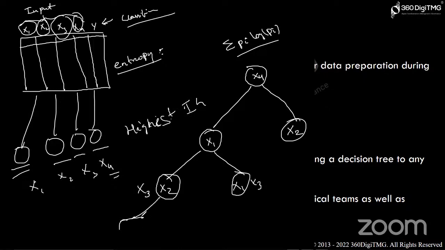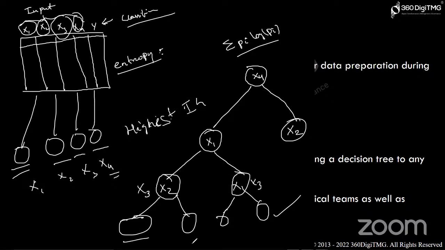So this will be a leaf node. Again, here this will be a leaf node. This will be a leaf node. This will also be a leaf node. So this is how we do a decision tree. So this is how a decision tree is built.